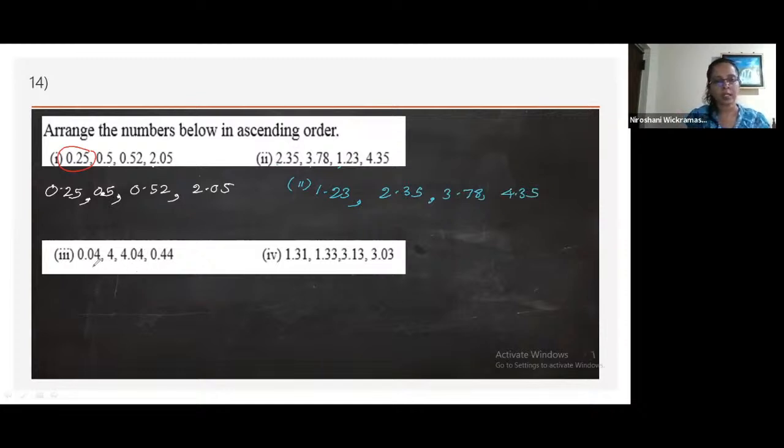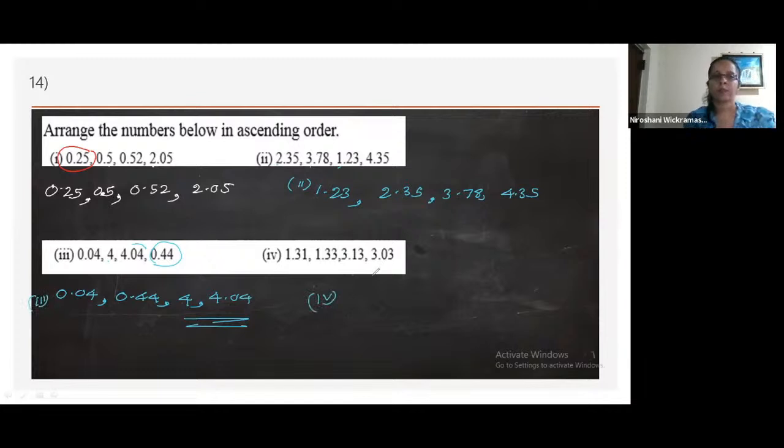Now look at this one. Unit place, no number. 1/10 place 0. Others also, yes. Here, yeah, this is the largest one. So remove this, and you can write smallest one is 0.04. Next smallest one is this one, right? 0.44. Next one is 4. Largest one is 4.04.